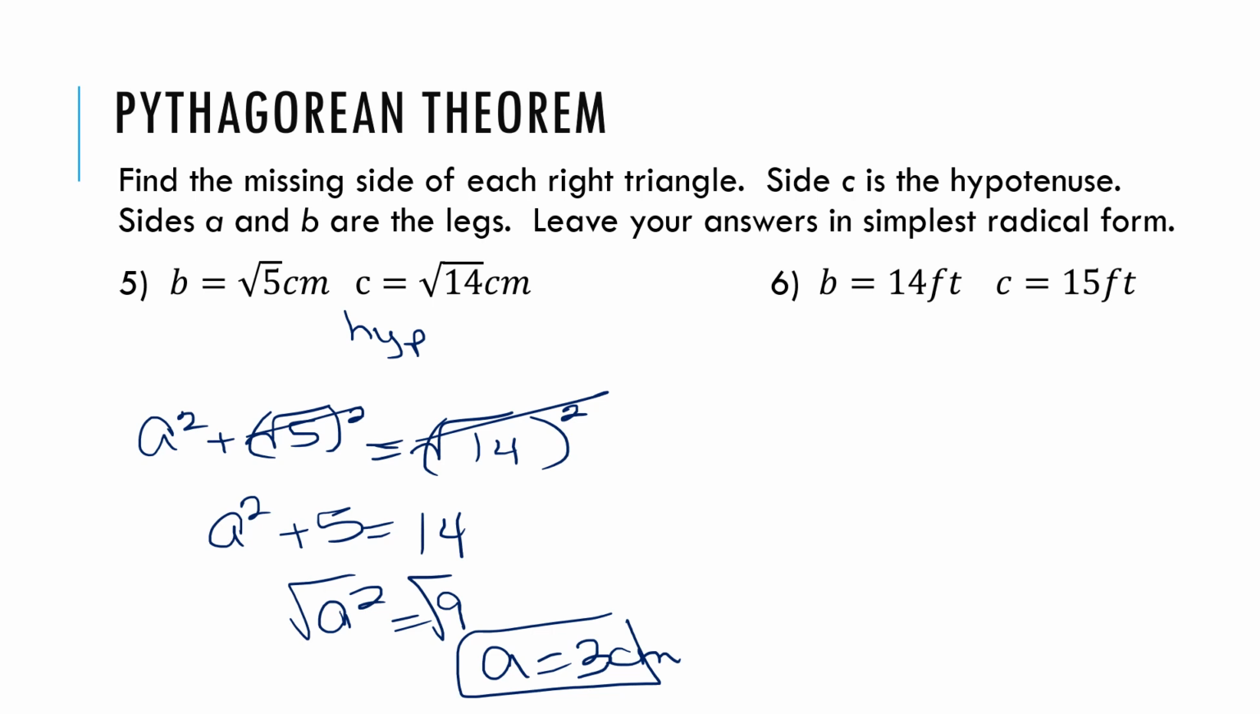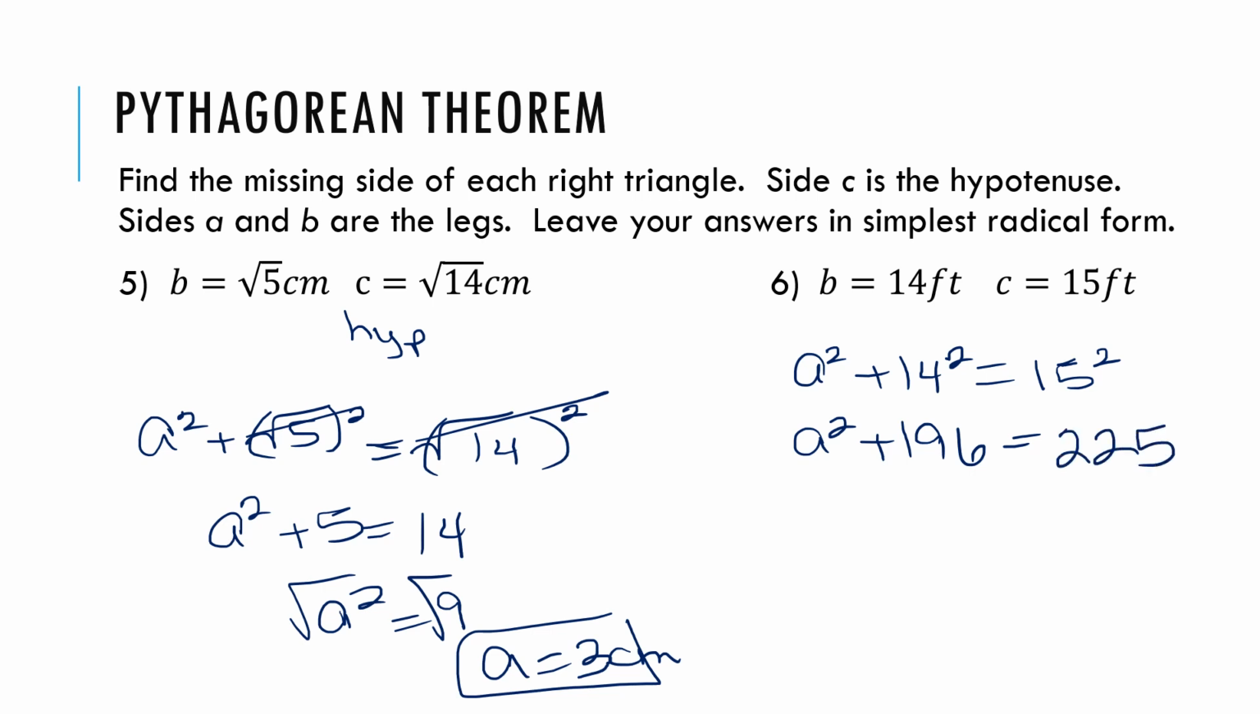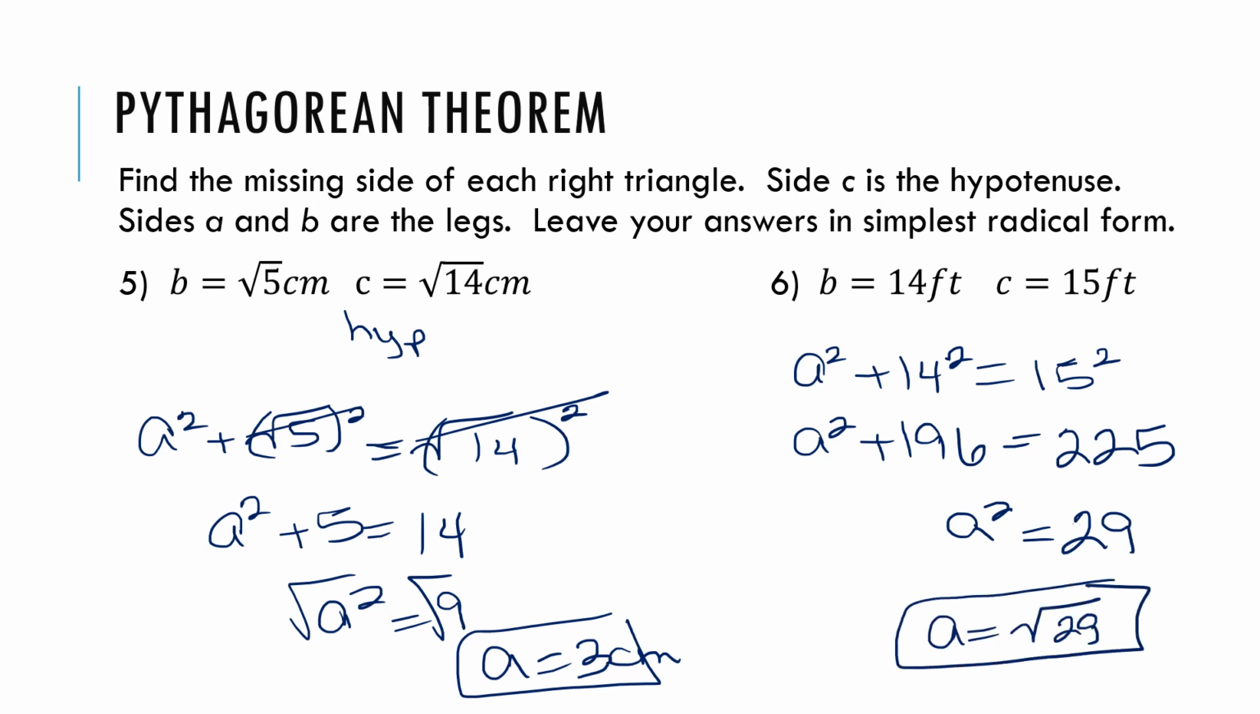Number 6, exact same setup, but we have b is 14 feet and c, the hypotenuse, is 15 feet. So a squared plus 14 squared equals 15 squared. And 14 squared is 196. So a squared plus 196 equals 15 squared, which is 225. When we subtract 196, that will leave us with a squared equaling 29. And when you take the square root, you determine the length of the leg a is the square root of 29 feet. Good job. Good quick review.